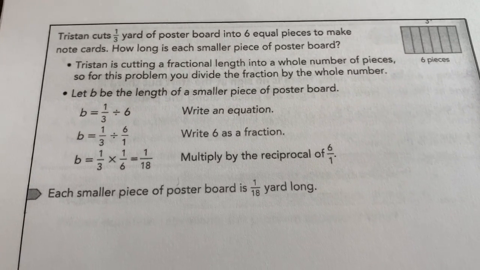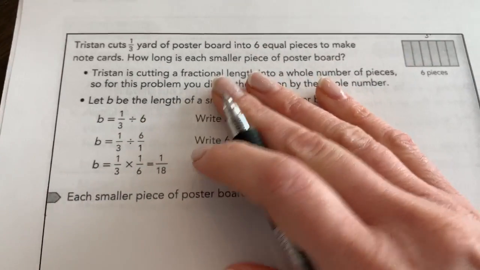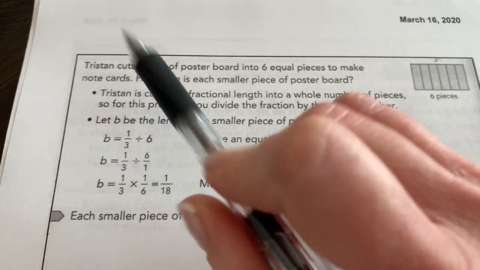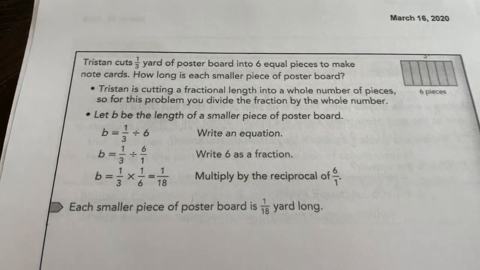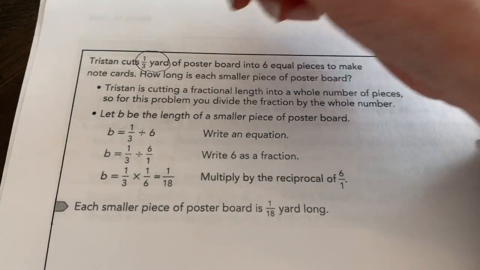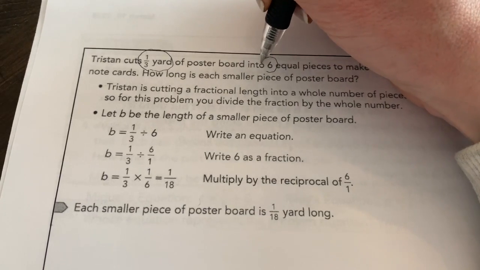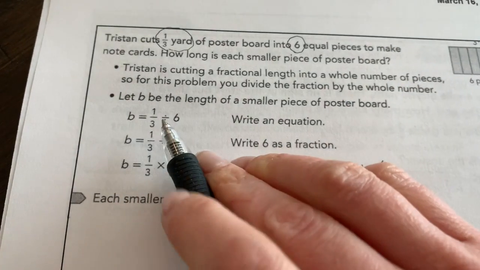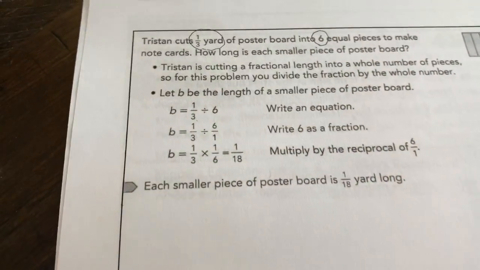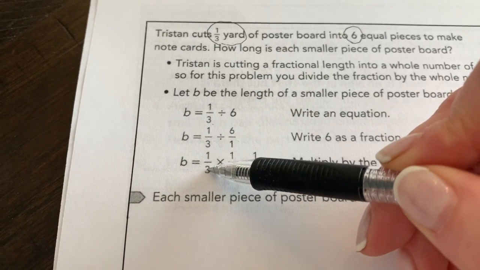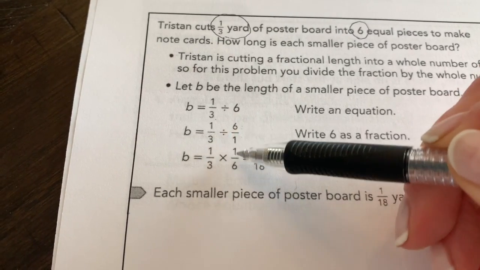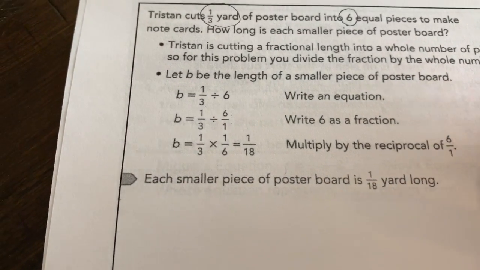Now, the second question is the exact opposite, the same numbers but doing it the opposite way, just to show how careful you must be when you read. So Tristan cuts 1/3 of a yard of poster into 6 pieces. So in this case, we have 1/3 of a yard, and we're starting out with that, and we're cutting it into 6 pieces. So we're now doing, instead of 6 divided by 1/3, now we're doing 1/3 divided by 6. So make sure you read carefully, okay? And again, we're doing keep, change, flip here. So we keep the 1/3, change the division to multiplication, and flip the 6 to 1/6. And now we get 1/18.